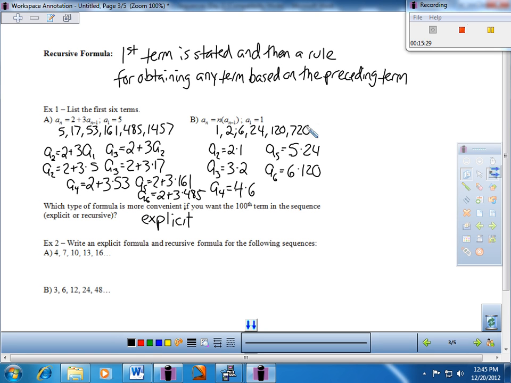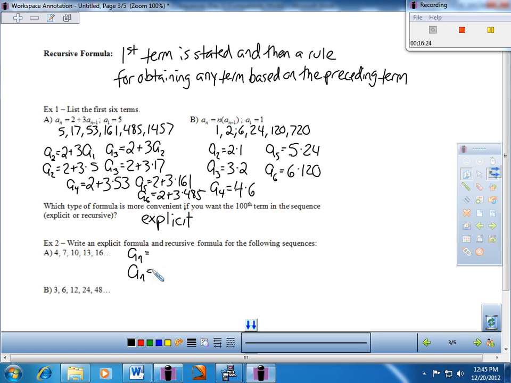Okay. Well, let's do example 2. It says write an explicit and recursive formula. Okay. Well, let's go for both. So how about on your paper, everyone give me an a sub n equals, and how about an a sub n equals? And let's see what we want to do here.